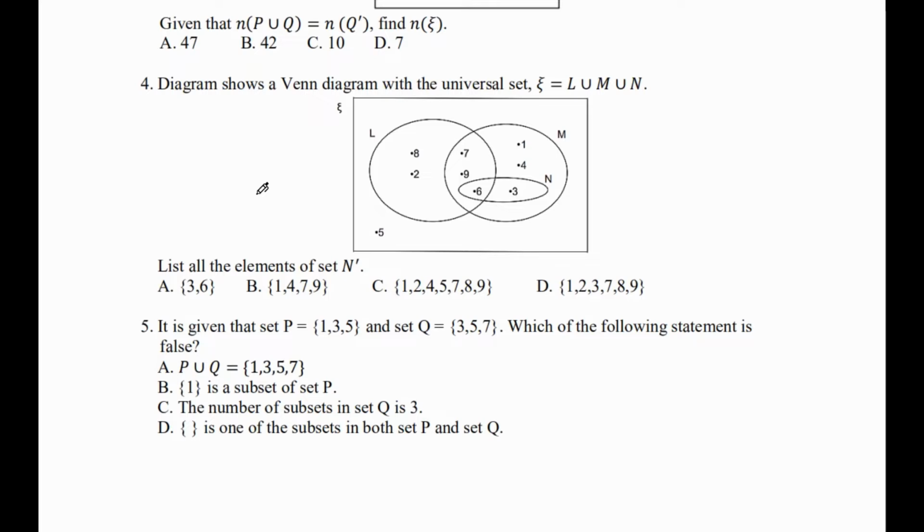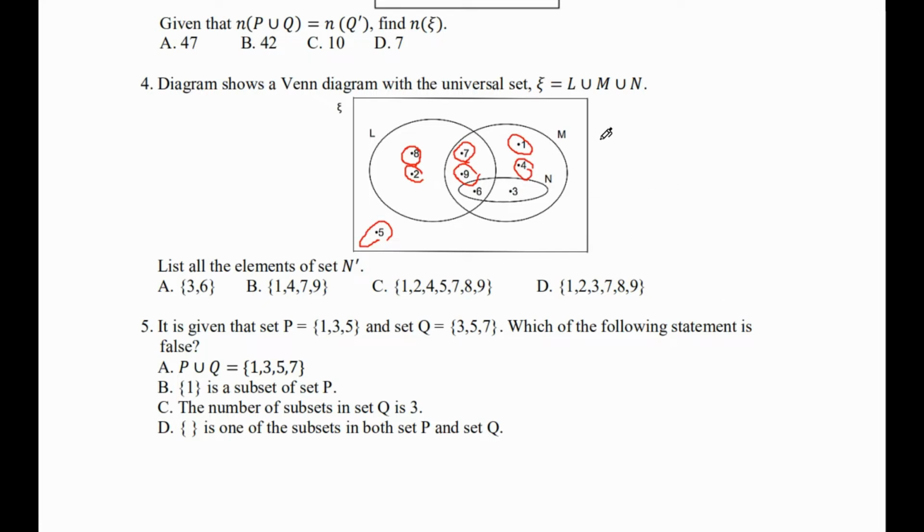Number 4. The diagram shows a Venn diagram. List all the elements of set N prime. Okay, so N is here. Outside of N, we have 8, 2, 7, 9, 1, 4, and 5.